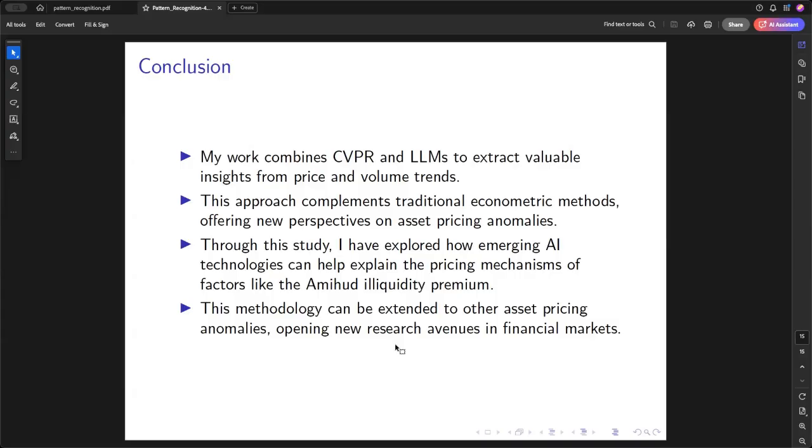So my work combines CVPR and large language models to extract valuable insights from price and volume trends. My method is complementary to traditional econometrics methods and offers a new perspective on asset pricing anomalies. And this methodology is scalable and can be extended to other asset pricing anomalies, and opens new research avenues in financial markets.